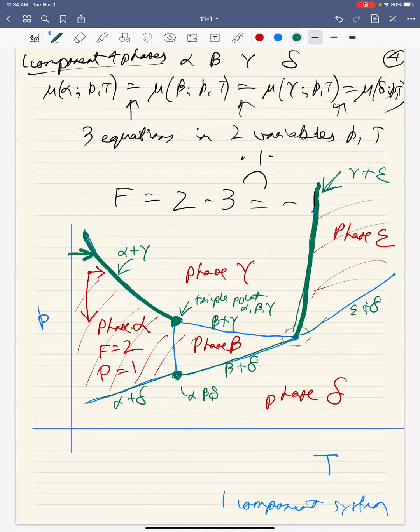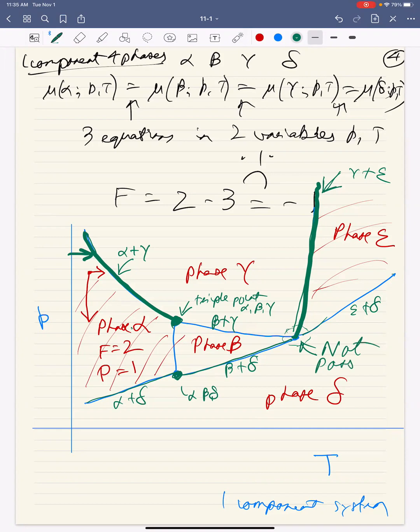How about this one? Is this possible? How many phases do I have there? 4. Beta, gamma, epsilon, and delta. That's simply not possible because the number of degrees of freedom is not 0 for that one. It's -1. You cannot have a solution. You might have some very lucky special case where those equations have some redundancy and you get a solution, but basically it's not going to happen. So this is not possible.